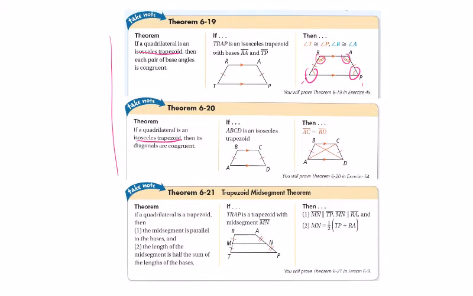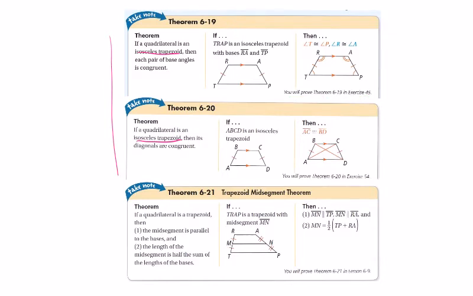Okay? So remember, the base angles are formed by one of the parallel sides and the legs, right? So the ones that apply to this base are formed by this leg and that particular base, right? So R and A are congruent, and then of course the ones that are formed by the base TP with the legs, angle T and angle P, those are also congruent. Okay, and that's something that you'll prove in the exercises.